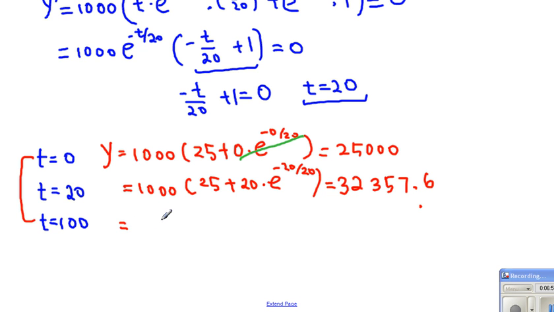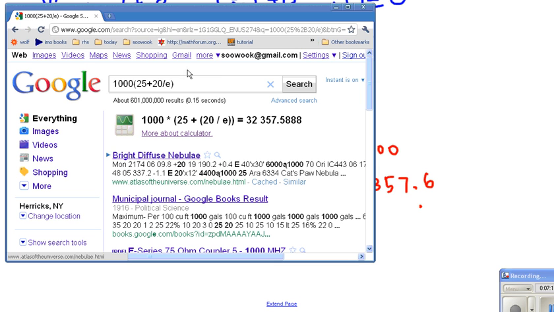Now, the third one, t equals 100, what we end up getting here is 25 plus 100 times e to the negative 100 over 20, which means e to the negative 5. Now what I'm going to do is I'm just going to calculate right here.